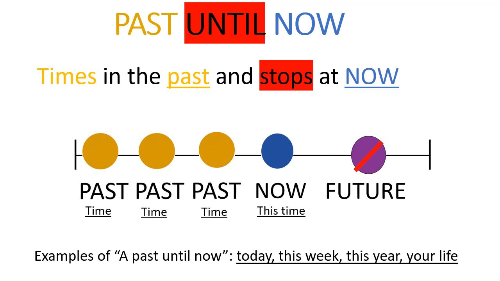Different times in the past, so you see more than one dot, okay, 3 yellow dots, all the way up until now. So it stops at now, all of this time. So we're not talking about the future. So examples of a past until now could be today, this week, this year, or even your life.